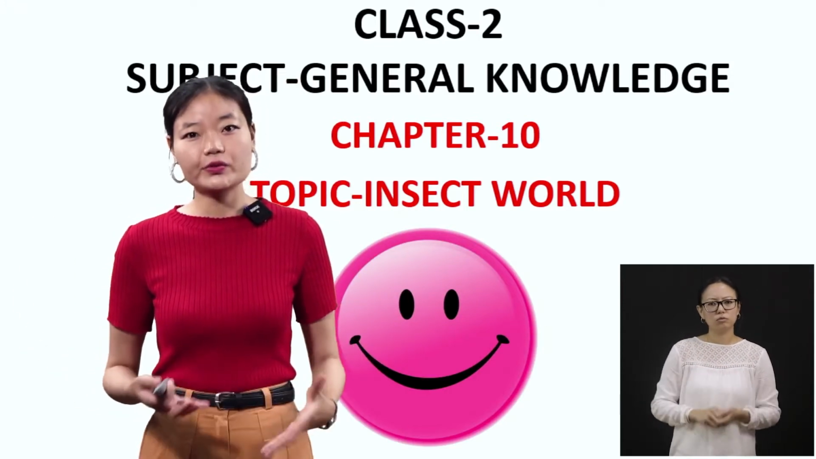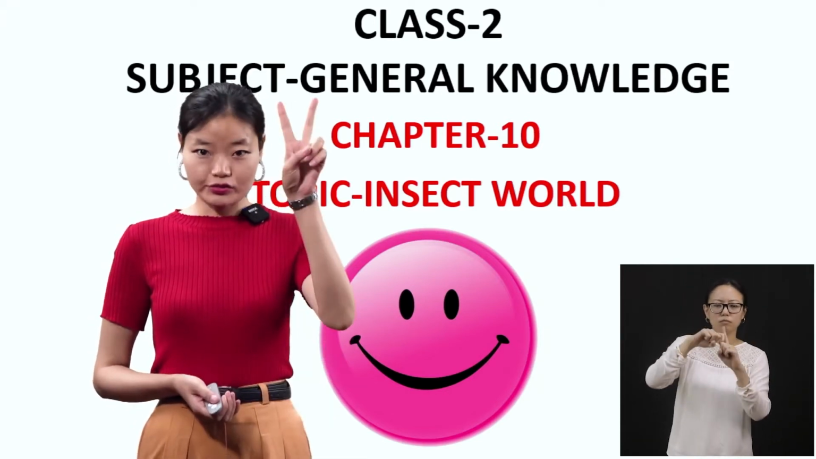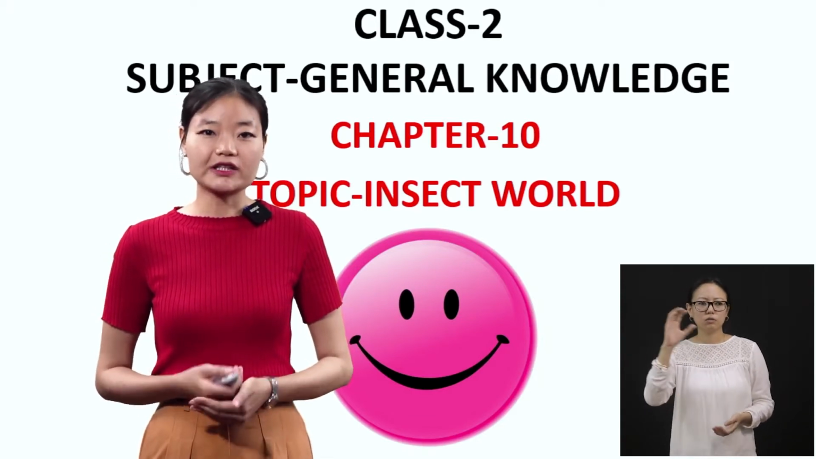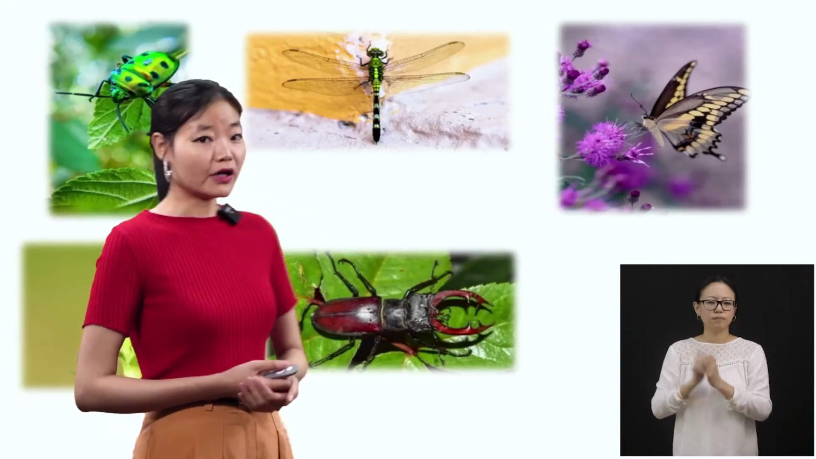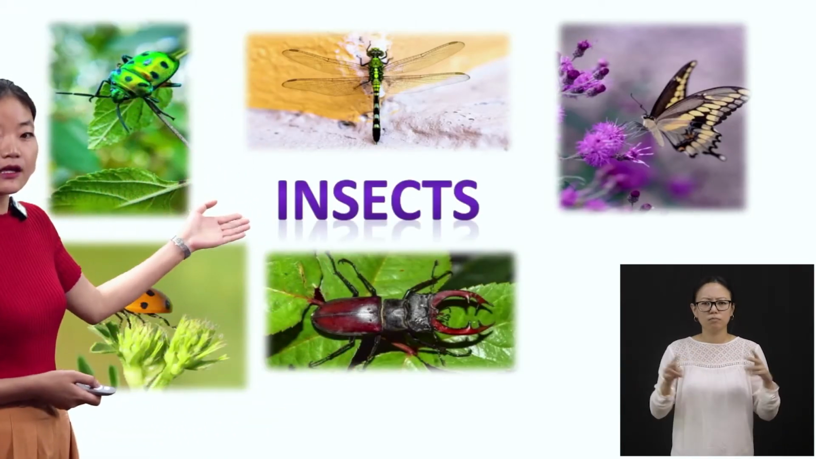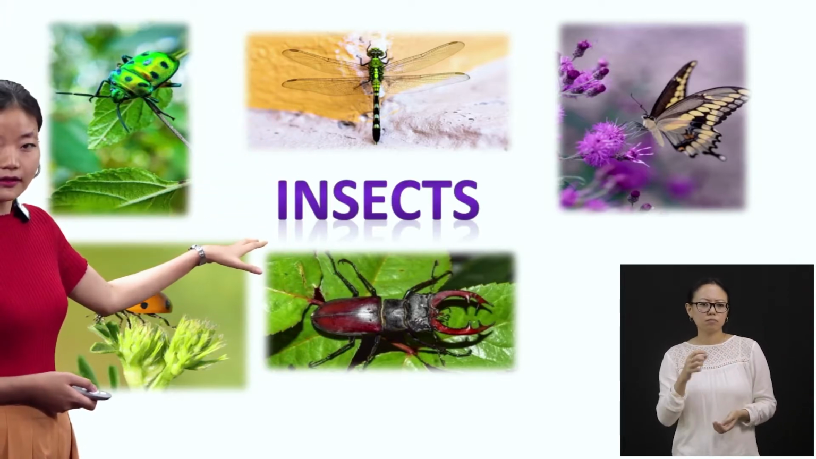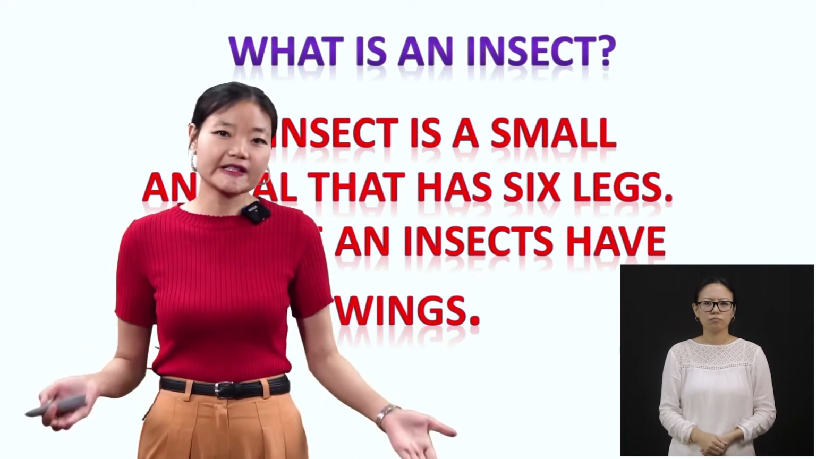Okay, today also we will be learning about general knowledge, which is for grade 2, and the chapter number is 10, and the topic is about the insect world. All right, so today we're going to learn about insects. So these are some of the insects' pictures. Now let me tell you what is an insect.